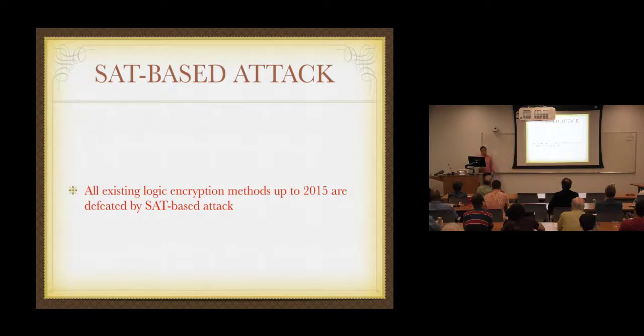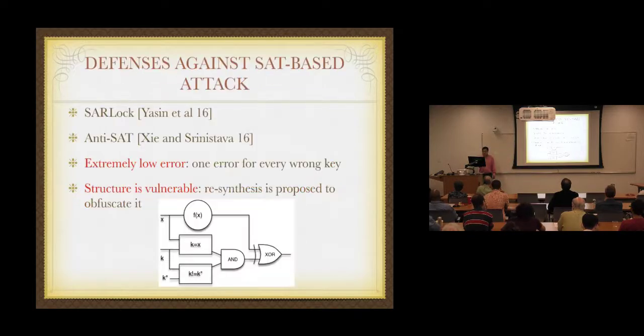Yeah, exactly. So people already, I think one year after the attack, proposed a different design. There are two of them, SARLock and Anti-SAT. They're two promising solutions. Here is SARLock. So the general idea is like this: they explicitly design the error into the encryption circuit.